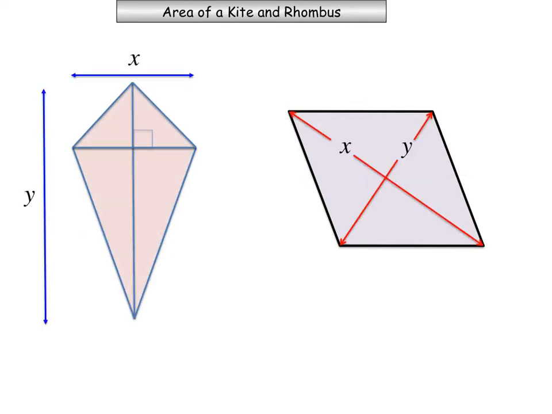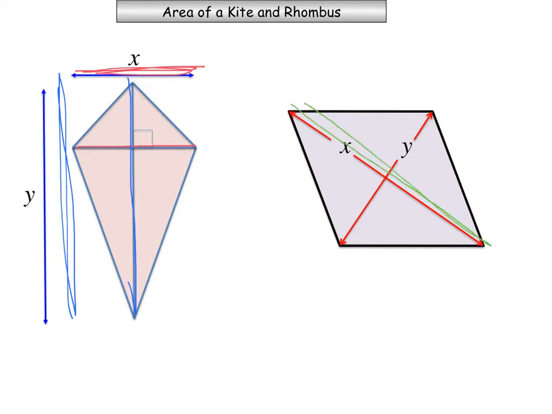Normally when we've had a look at the area, we've looked at side length or a height or something. Here we're looking at diagonals. So that x is one diagonal of the kite, and that y going up and down here is the diagonal going in that arrangement. If we have a look at the other shape, we've got that value being x, and we also have this value being y. So that going across is y. So we're looking at the diagonals of those particular shapes.